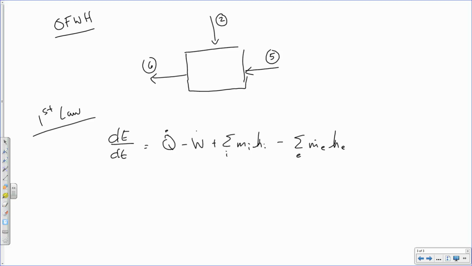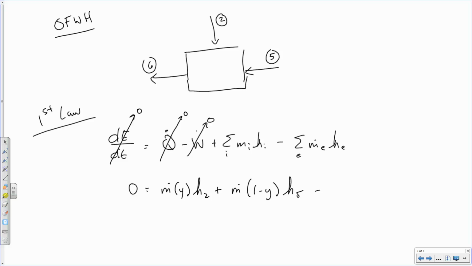Again, we disregard kinetic energy and potential energy because it's negligible in an open feed water system. We're in steady state, so dE/dt goes to 0. There's no stray heat loss in an open feed water heater. All the heat exchange occurs internal to the system boundaries, and there's no work being done on the boundaries or accepted by the surroundings on the open feed water heater itself. So what we get is 0 is equal to m dot Y h2 plus m dot (1 minus Y) h5 minus m dot h6.